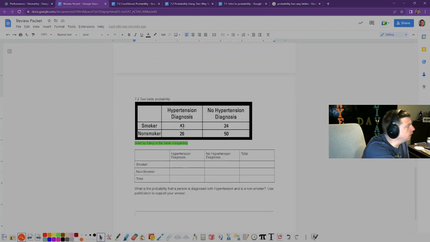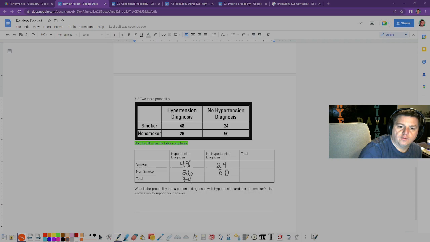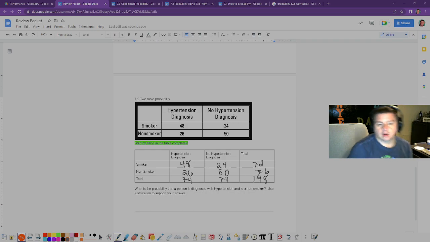So what they would do is start filling in this table. So let's go ahead and show that so that we're demonstrating some math right along with it. So we will put 48 here, 26 here, and then we're going to add both of these together, and that's what's going to go here. So 74, and then we have 24 and 50, which makes 74. Now if we were to add them across here, 60, what is that, 72 and 76, and now if we add these across or straight up and down, either way we should come up with the same solution of 148.